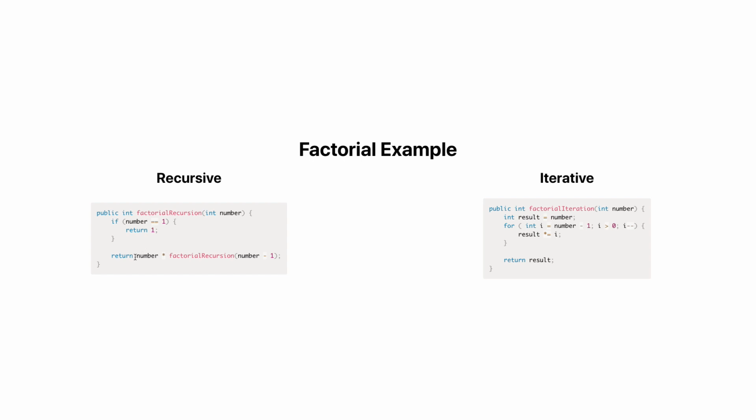Over here, what's happening is we have what we call an exit condition or an exit clause, where we say if number is equal to 1, return 1. We're saying this is the last thing we're expecting here, so this is our signal that you're done looping, or calling this method over and over again. If the number is not equal to 1, we return number times factorial recursion of number minus 1.